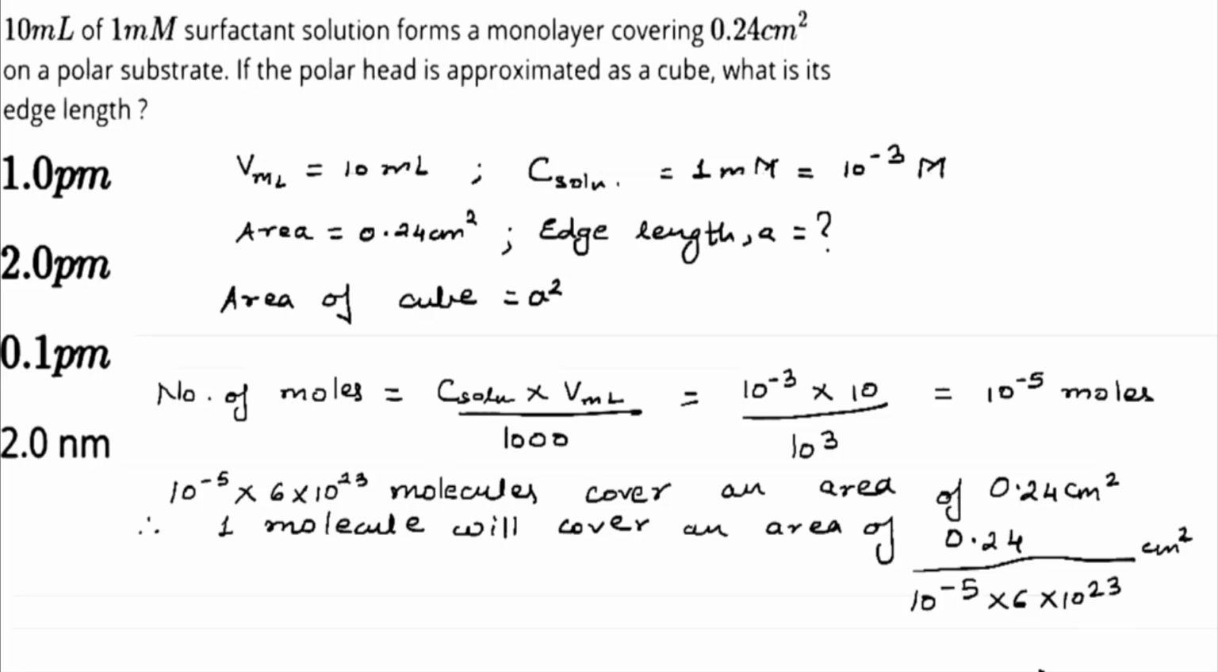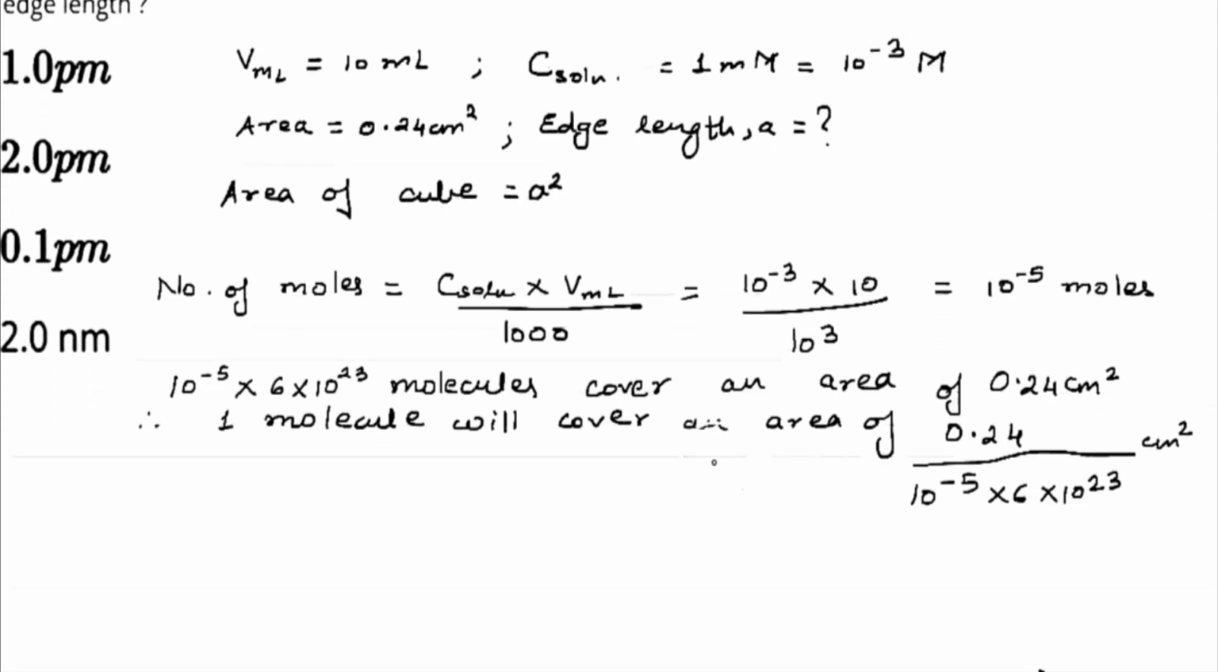Now, why have we done this? Because the polar head over here is approximated as a cube. So we need to have the area occupied by one molecule, and hence we would be finding out the edge length. Okay, fine. So this calculation, we will straight away put into the area part.